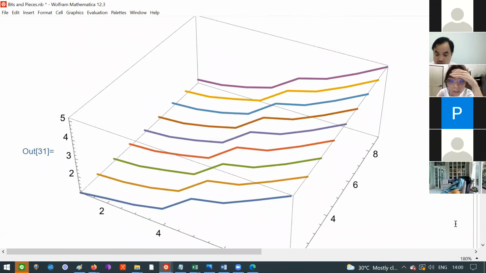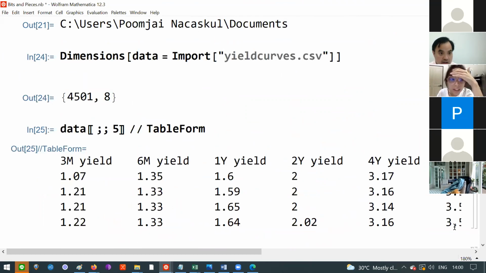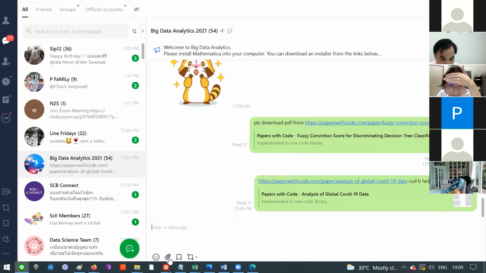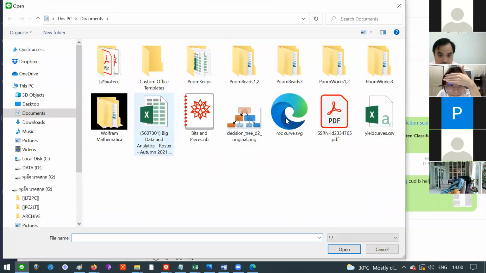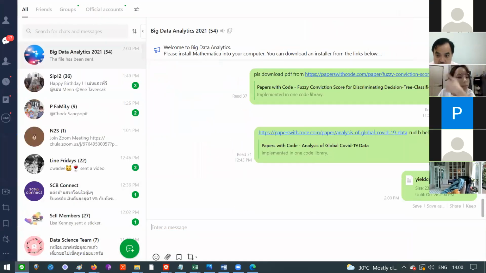Where did you get the yield curves.csv? Oh, okay. I'll give it to you. This is downloaded from the internet. I'll give it to you. Okay, you can play with this.